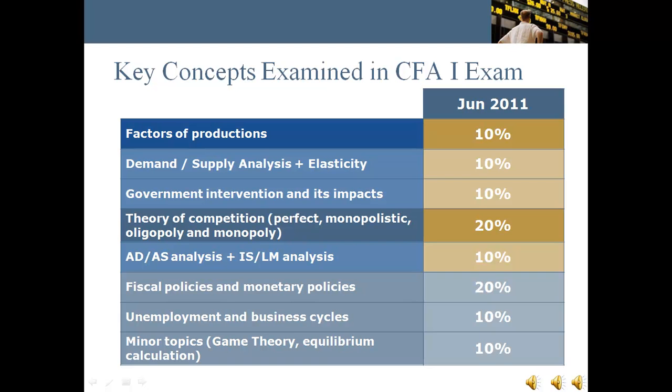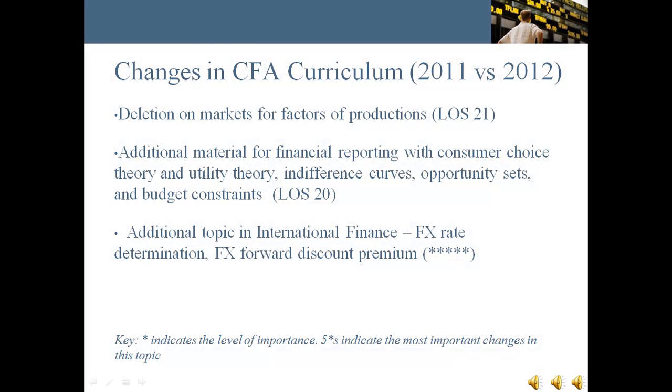In terms of microeconomics, there is additional material on consumer choice theory and utility theory, indifference curves, opportunity sets, and budget constraints. According to Learning Objective Statement 20 of the CFA 2012 curriculum, candidates are expected to describe consumer choice theory and utility theory. Candidates are also expected to describe the use of indifference curves, opportunity sets, and budget constraints in decision-making, calculate and interpret a budget constraint, determine a consumer's equilibrium bundle of goods based on utility analysis, compare substitution and income effects, distinguish between normal goods and inferior goods, and explain Giffen goods and Veblen goods in this context.